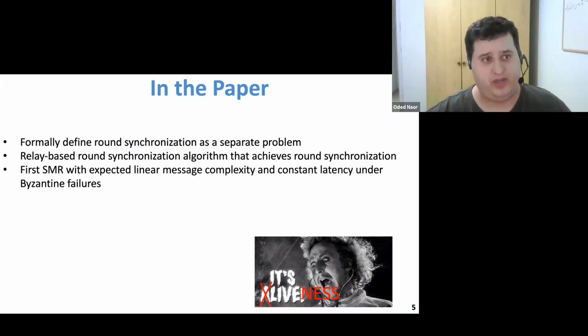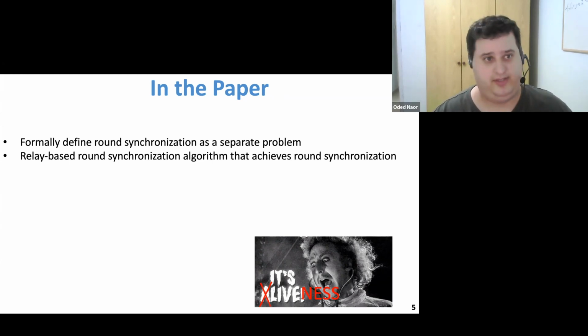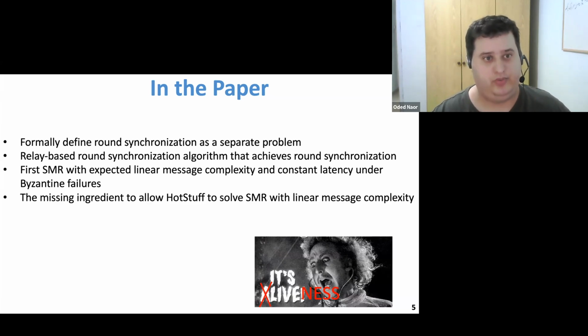Okay, so like I said, in the paper, you can find a formal definition of what round synchronization is as a separate problem. We also give an algorithm that solves round synchronization with a relay-based system. Basically, instead of all-to-all communication, you get all-to-a-relay and relay-to-all messages. This is the first SMR algorithm with expected linear message complexity and also expected constant latency, even when facing Byzantine failures. And this is exactly the missing ingredient we need to allow protocols like HotStuff to solve SMR with expected linear message complexity. So thank you very much, and I'll be happy to take questions.